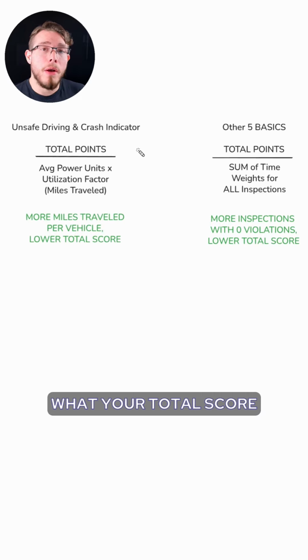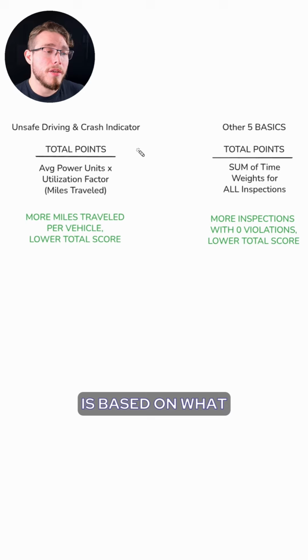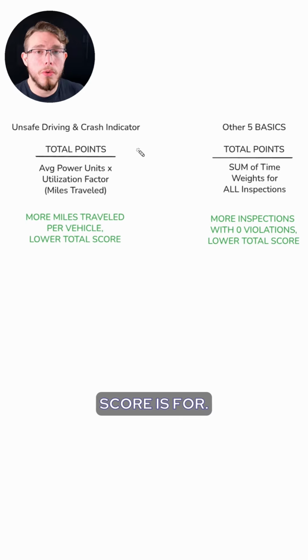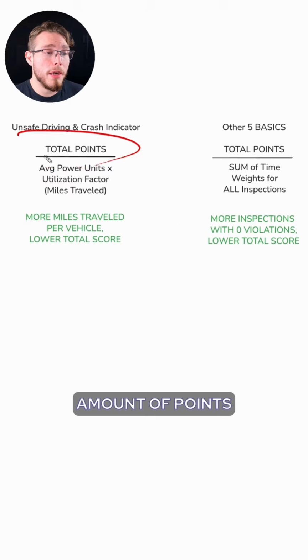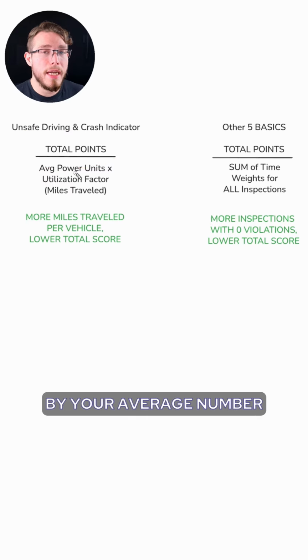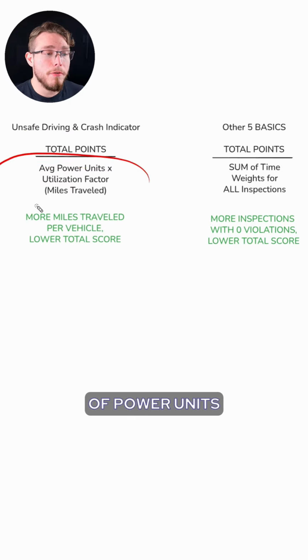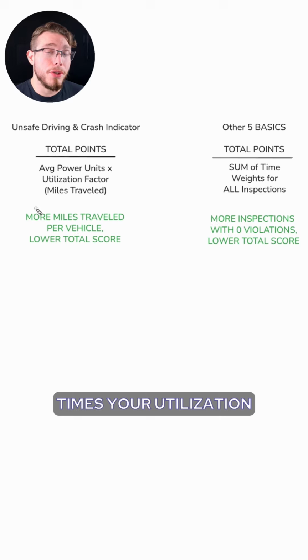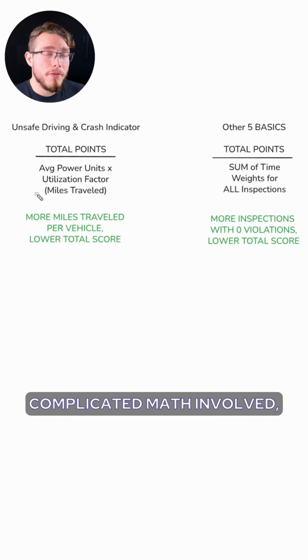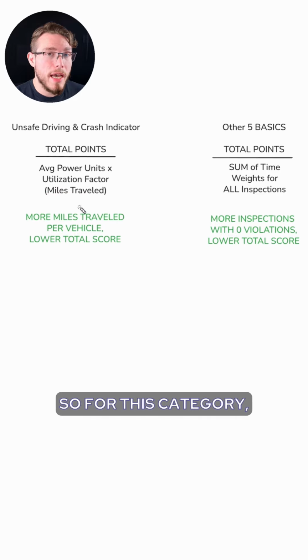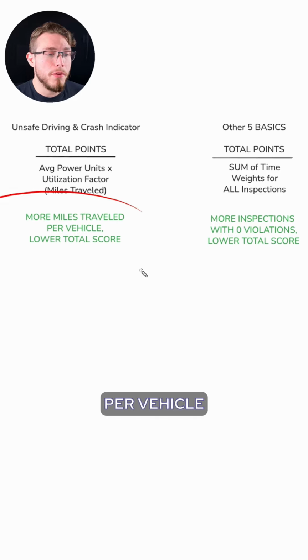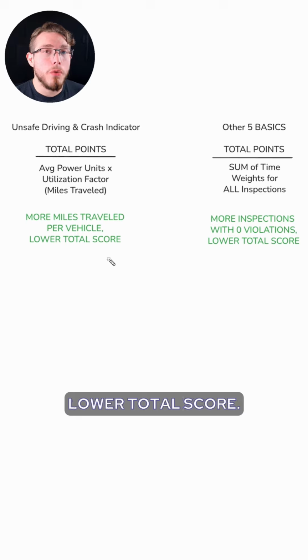And then you figure out what your total score is based on what category that score is for. So for unsafe driving and crash indicator, you take your total amount of points, and then that's divided by your average number of power units times your utilization factor, which has a lot of complicated math involved, but it essentially equates out to your miles traveled per power unit. So for this category, the more miles traveled per vehicle is going to result in a lower total score.